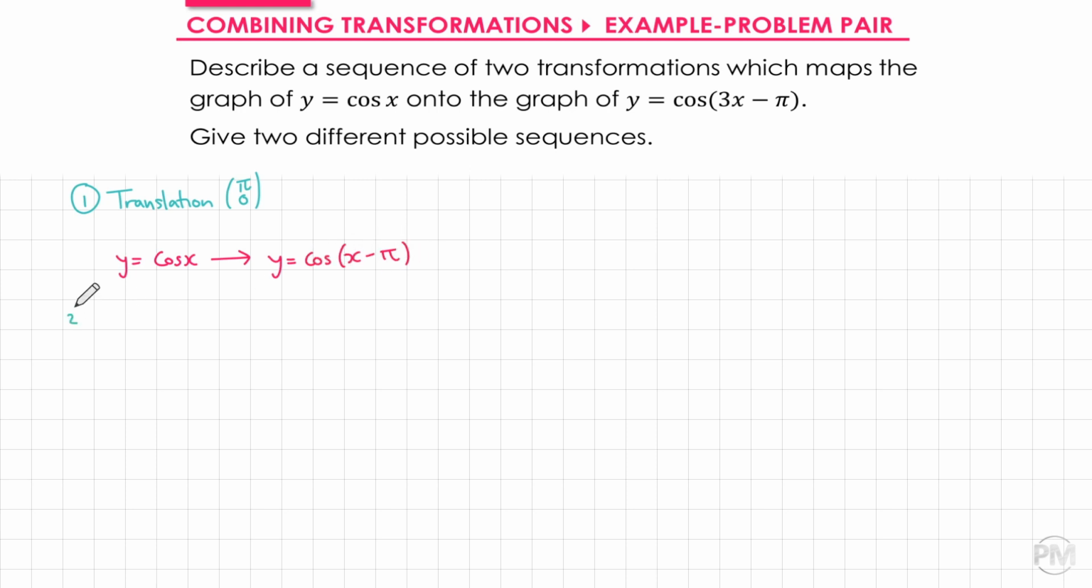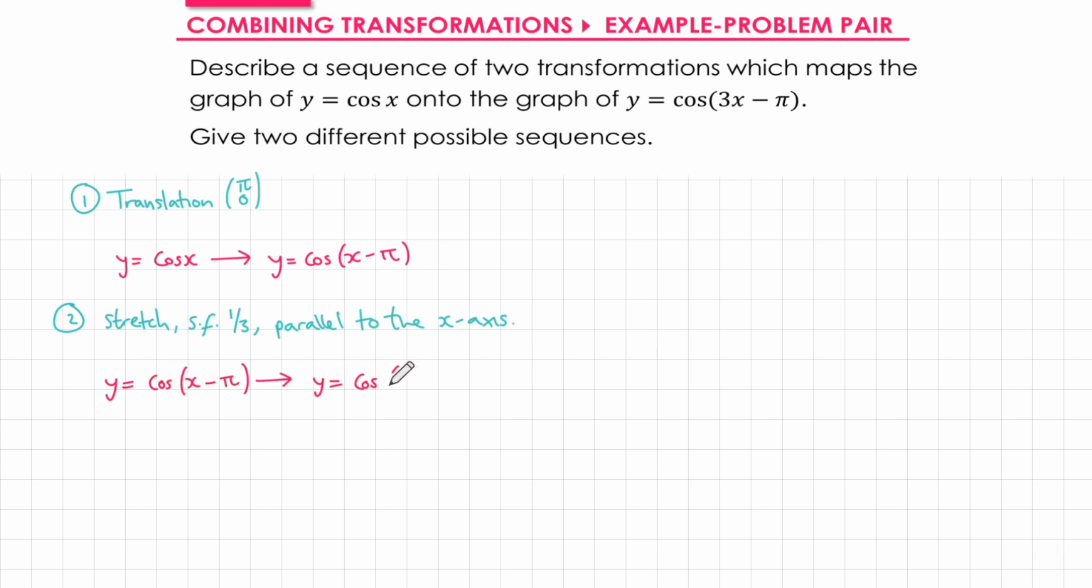Next, we'll do a stretch of scale factor 1/3 parallel to the x-axis. That means replace x by x divided by 1/3. Rather than writing x divided by 1/3, we'll simply multiply by 3 to get cos 3x. And that gets us to our answer. So if you do the translation first in this question, it's relatively straightforward to get to the answer.